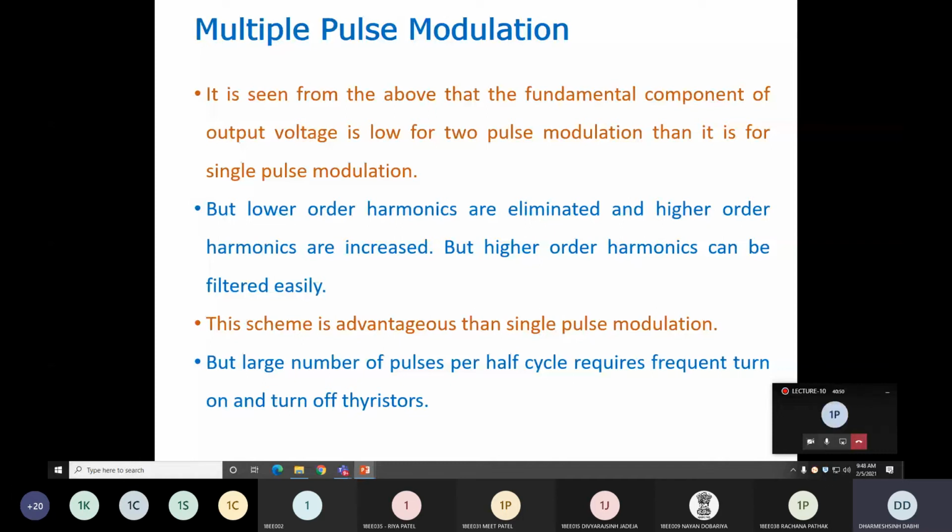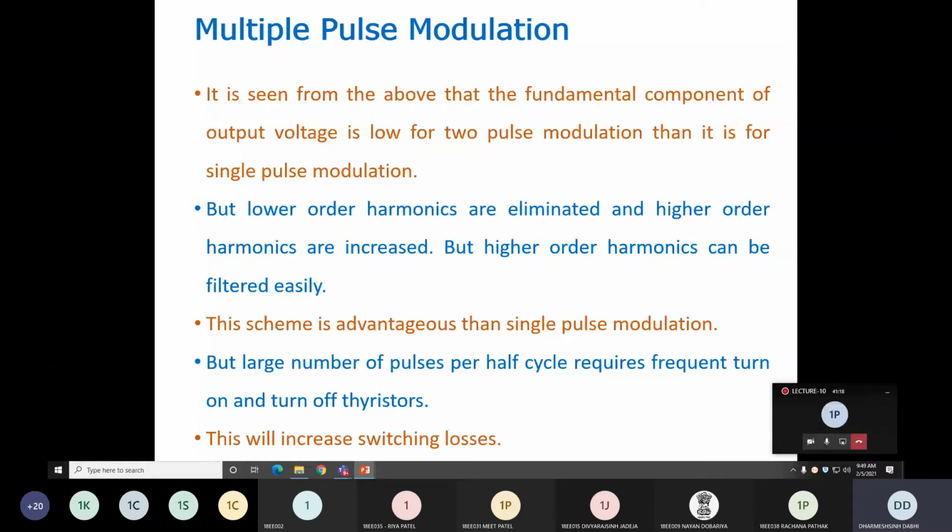Because suppose you use the 5 pulse modulation technique. So you require 5 pulses in a half cycle. For that, you turn on and turn off your switch 5 times. So your thyristor or transistor must be capable of turning on and off frequently. And how do you get this large number of pulses per half cycle? That depends upon the frequency of your carrier signal.